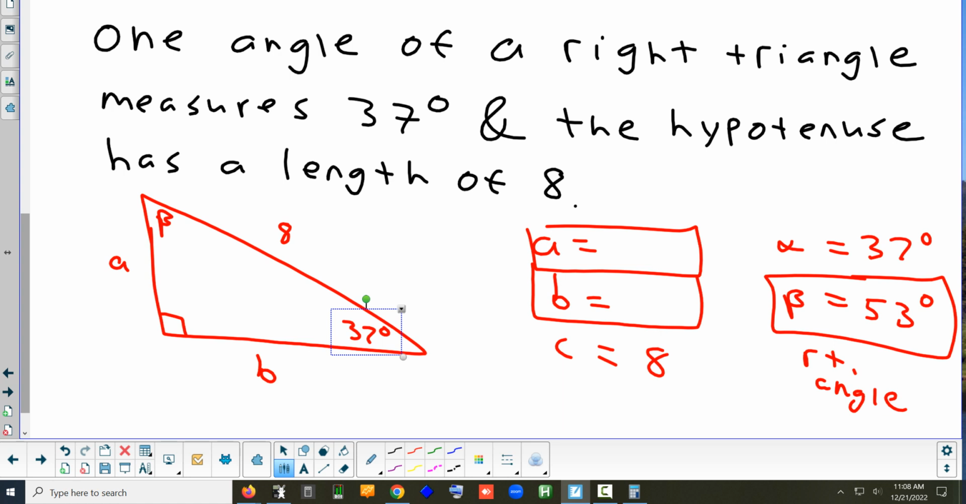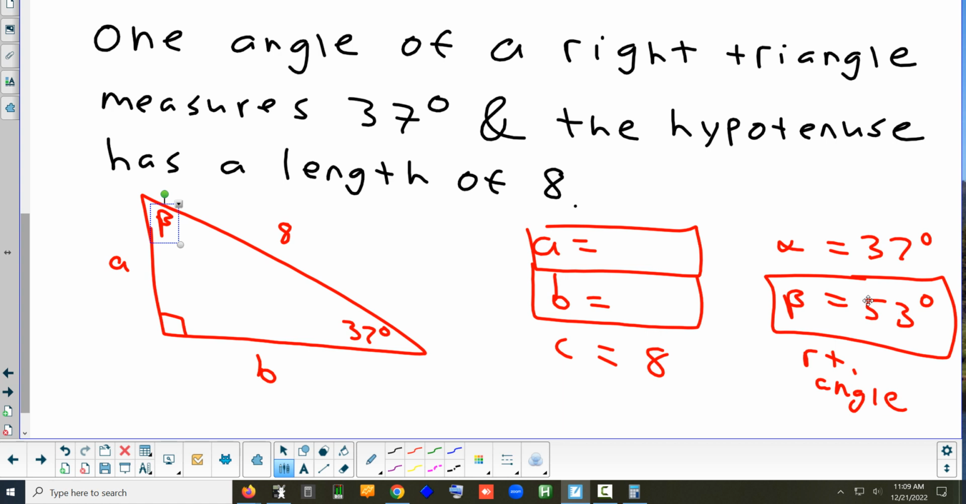All right, now we have to get A and B. Well, we can't use Pythagorean theorem because you're missing two sides. But what you can do is use an angle and then use a trig function. Now, you have two angles you could use for this problem. You could use the 37, or you could use the 53. Which one do you think is better to use? Technically, it should come out the same, but I have a preference as to which one I would pick.